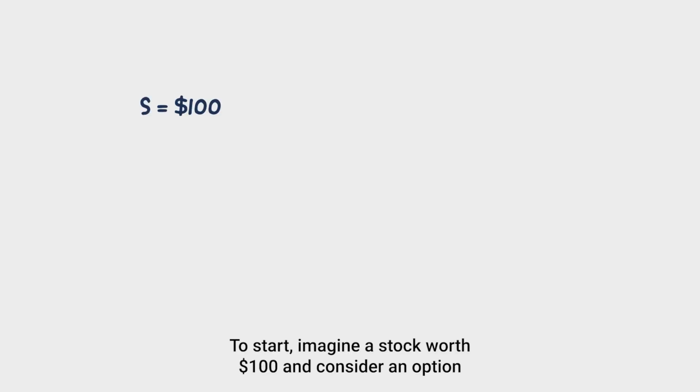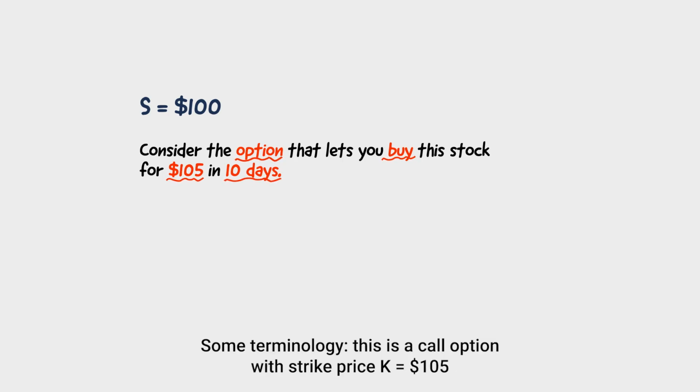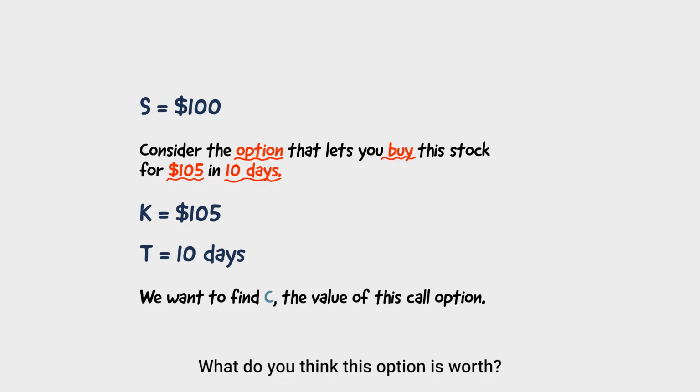To start, imagine a stock worth $100 and consider an option that locks in the right to buy this stock for $105 exactly 10 days from now. Some terminology, this is a call option with strike price K equals 105 and time to maturity T equal to 10 days. What do you think this option is worth?